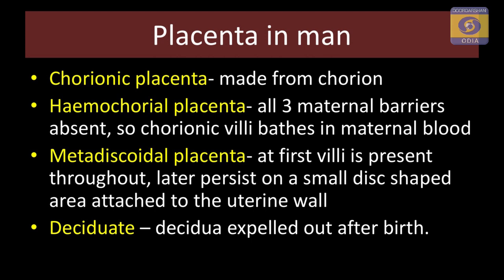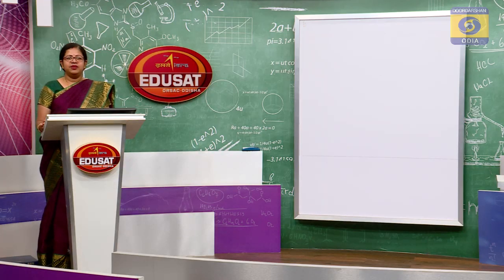Hemochorial means what? There are fetal membranes and maternal membranes, which act as barriers during the formation of placenta. If all the three maternal barriers are absent and the chorionic villi is entirely embedded within the maternal blood, we say it is hemochorial placenta.